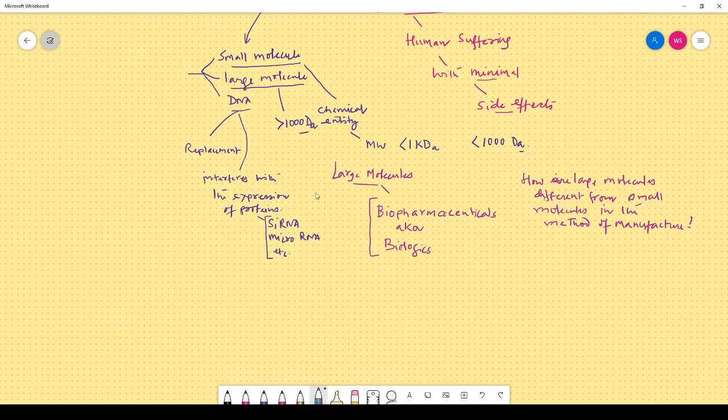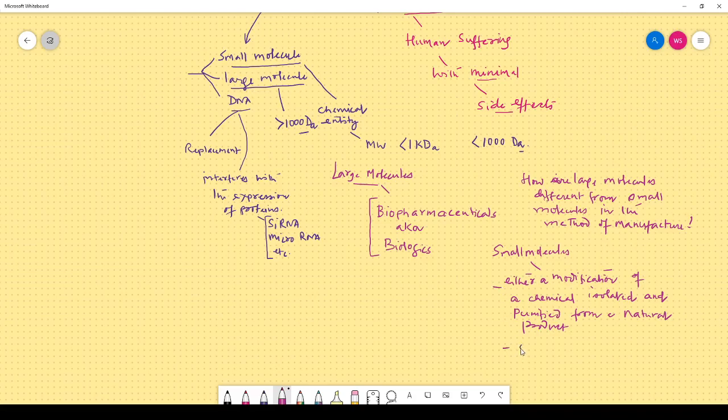Well, the small molecules are usually either a modification of a chemical isolated and purified from a natural product, or chemically synthesized, or has undergone a semi-synthetic process.